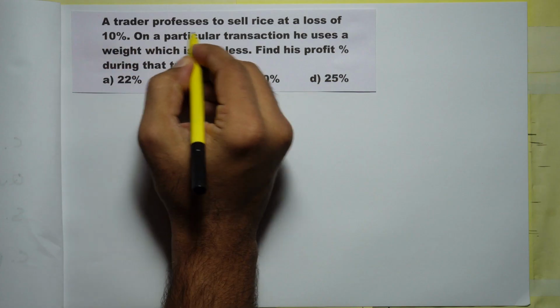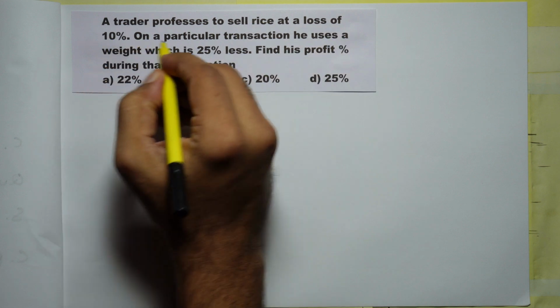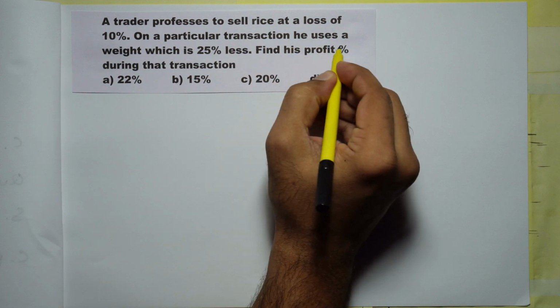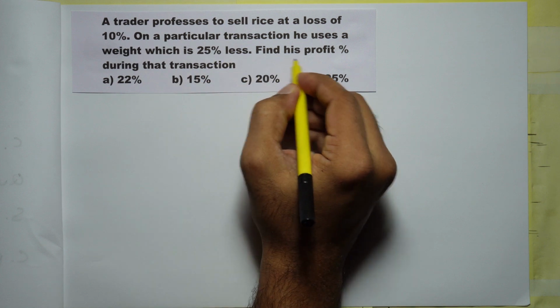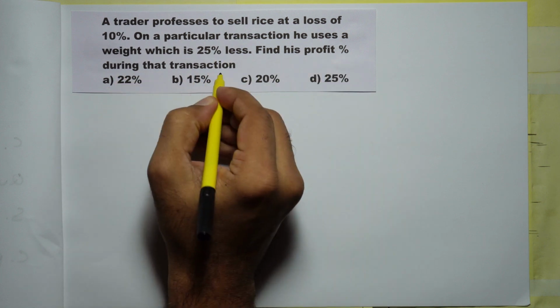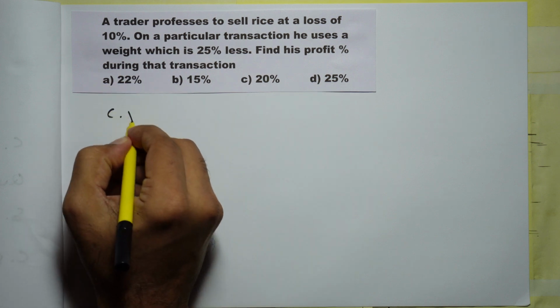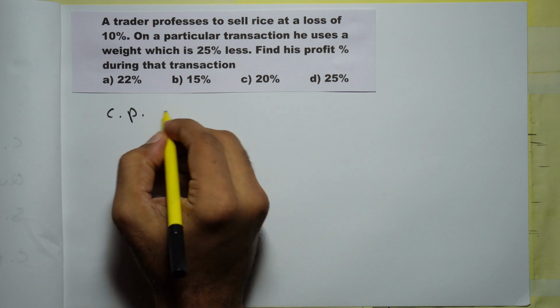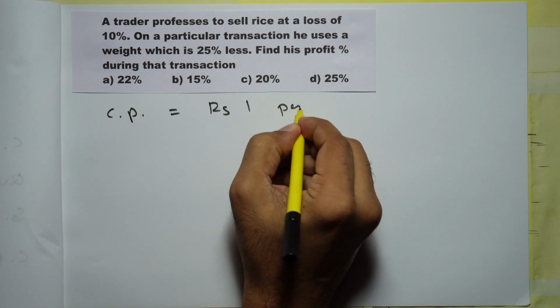A trader professes to sell rice at a loss of 10%. On a particular transaction, he uses a weight which is 25% less. Find his profit percentage during that transaction. First of all, we will assume a value for the cost price. Now we will assume that the cost price is 1 rupee per gram.